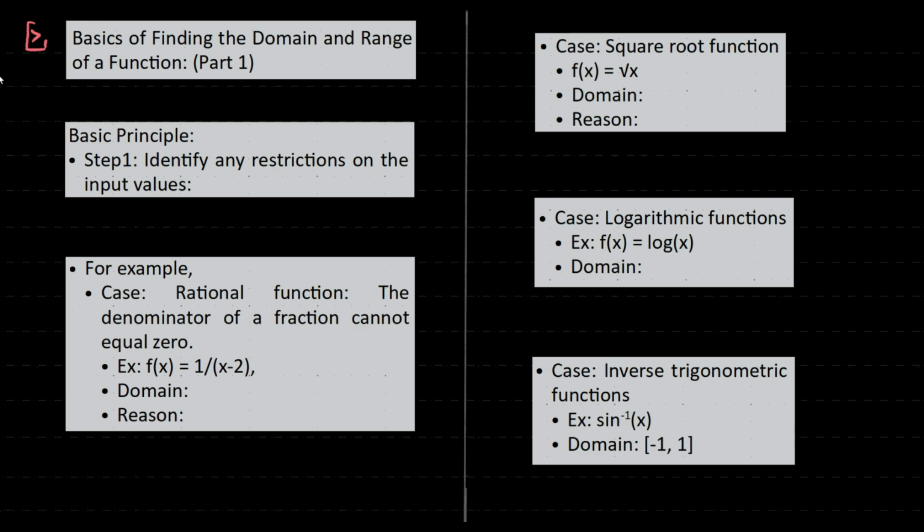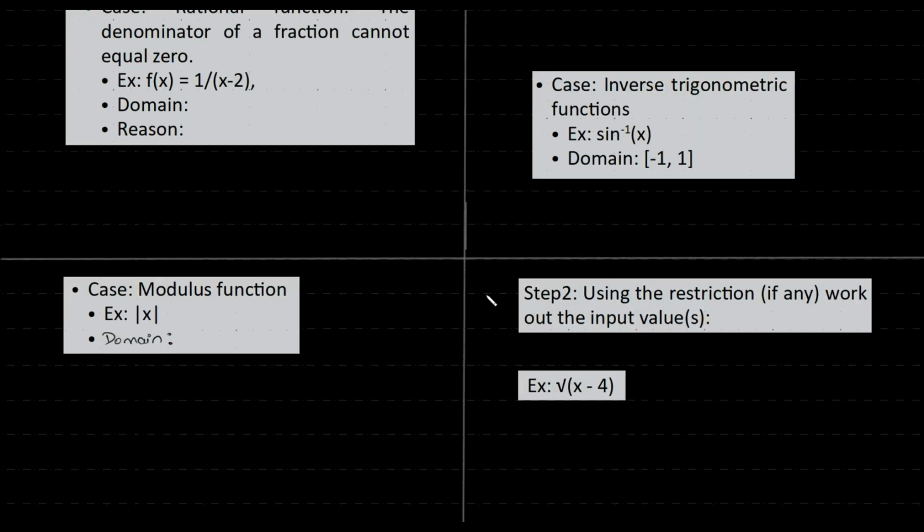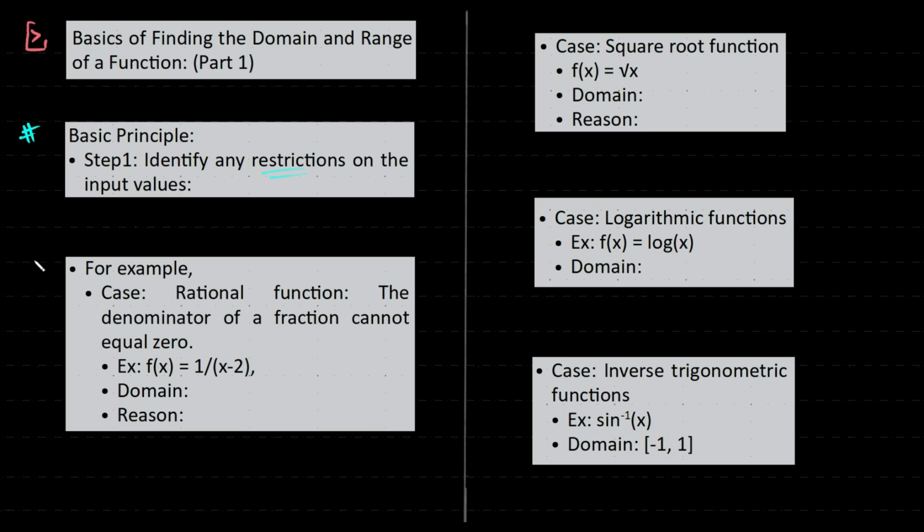So the basic principle or the idea behind this topic is step 1 and step 2. In step 1, we are finding any restrictions and then applying them to find the required domain. Okay, so I'll explain this. We have a set of examples or cases. Remember, these are just cases. There are plenty of standard restrictions that we should be knowing. So this is 1, 2, 3, 4, and there is a fifth one.